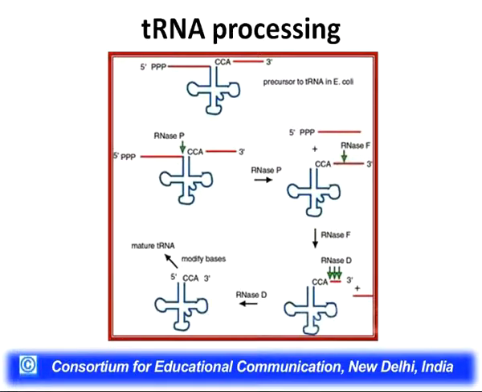So, this is a mature tRNA molecule which by virtue of its nucleotide sequence has folded into a secondary structure, and this secondary structure is very essential for tRNA to carry out its function of bringing amino acids to the sites at the ribosome during translation.